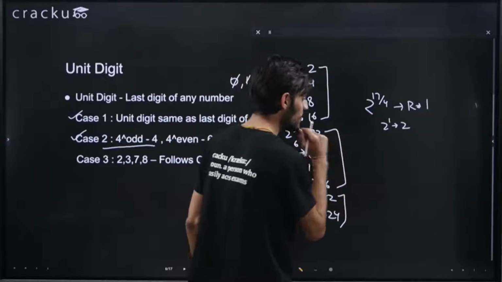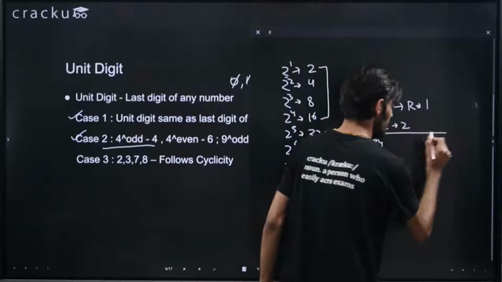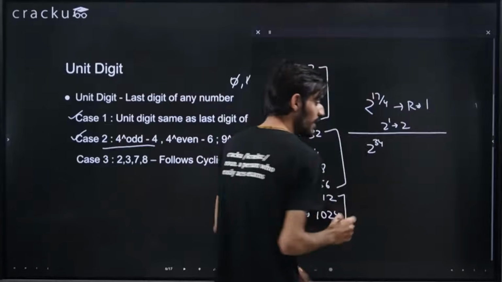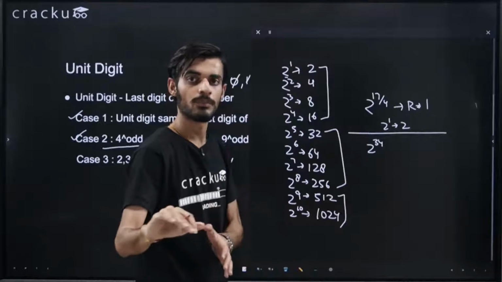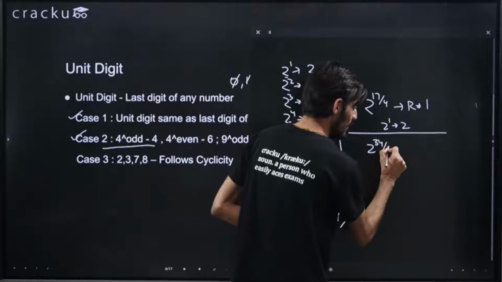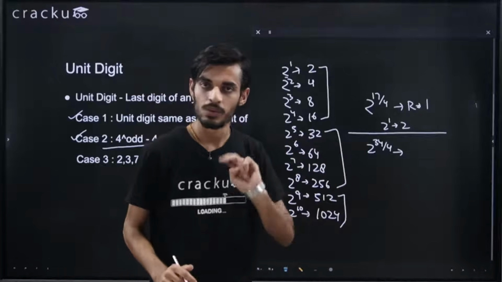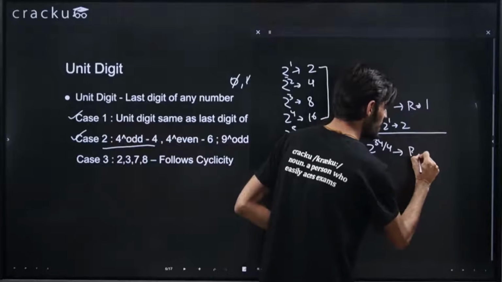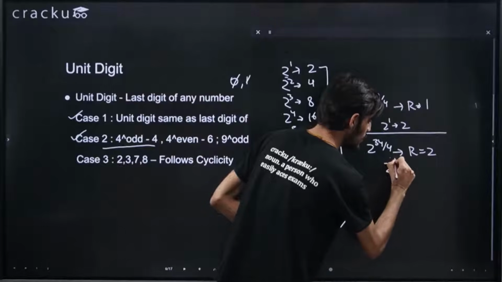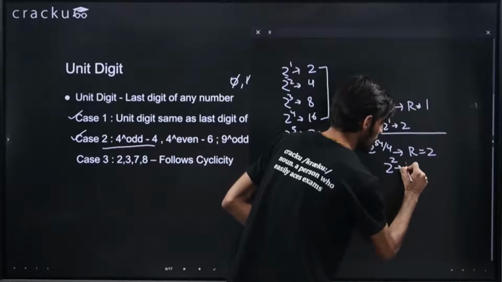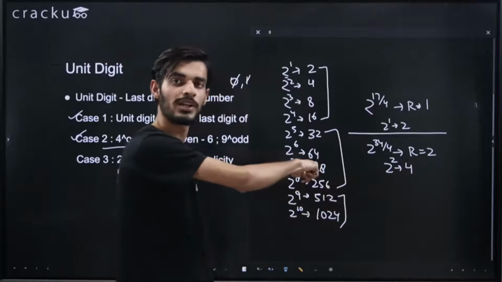Okay, let me take one more example. Let's say I have 2 raised to the power 34. This is a different example. So what I need to do is divide the power by 4 and write the remainder. So I will divide 34 by 4. Because 4 into 8 is 32, the remainder will be 2. So I just need to calculate 2 raised to the power 2, that is 4. So the unit digit of 2 raised to the power 34 will also be 4. I think this should be clear by 2 examples.